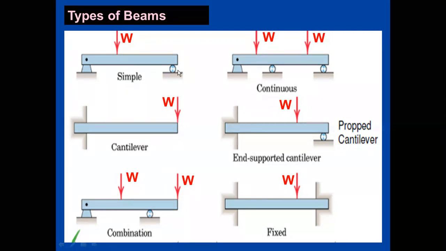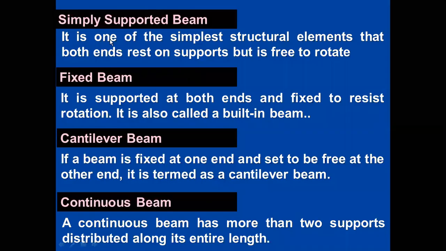The different types of beams we basically use in a regular case are simply supported beam, cantilever beam, or continuous beam. Sometimes we go for end supported cantilever beams. Wherever a higher amount of rotation and a higher amount of load is there, in those particular cases we basically go for a fixed beam. Okay, next one. That is the explanation I have given here.